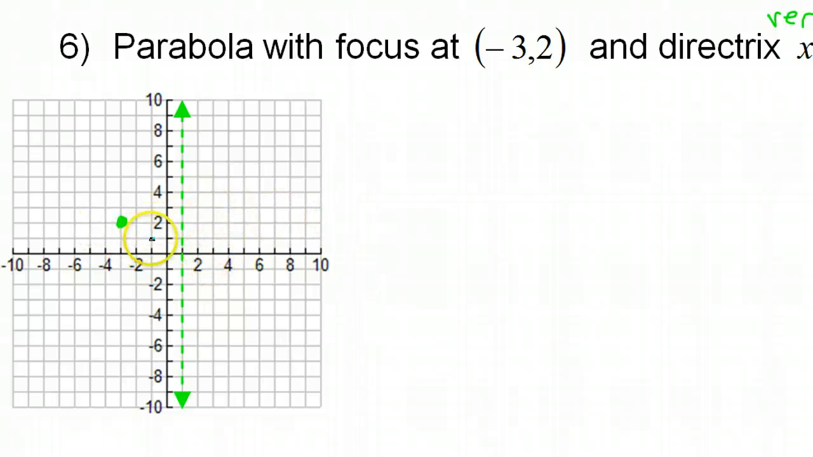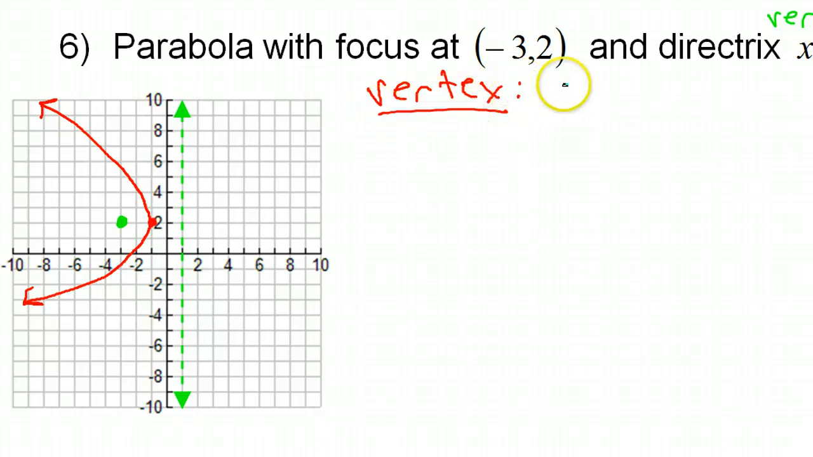Now, we should know exactly where the vertex is, because the vertex should be halfway between the focus and the directrix. So we know the vertex is right there. That means this parabola must be facing in this direction, wrapping around that focus. Not only do I know the vertex, which, let me write that down, my vertex was the point -1, 2.